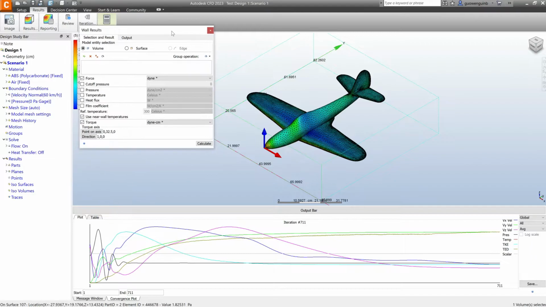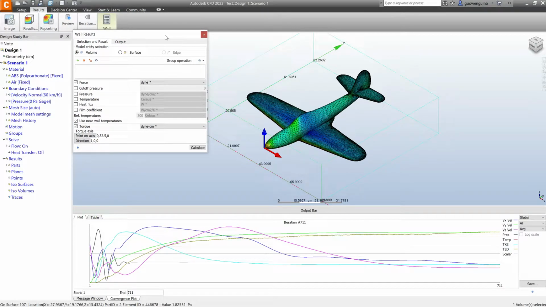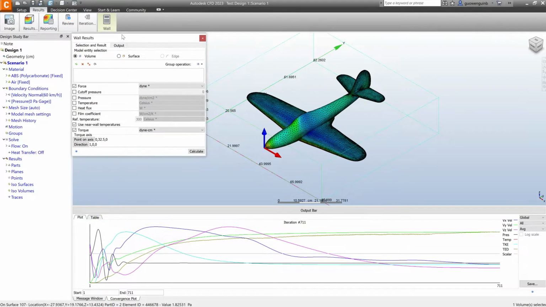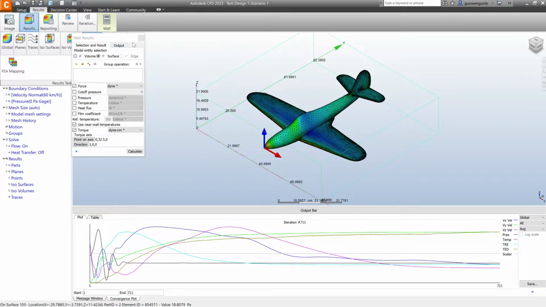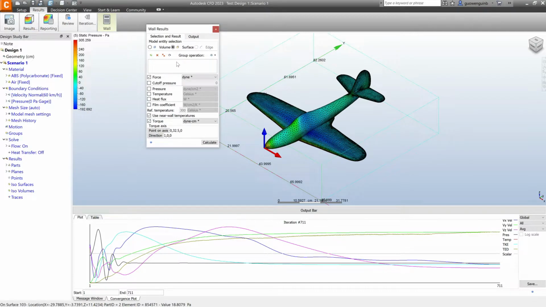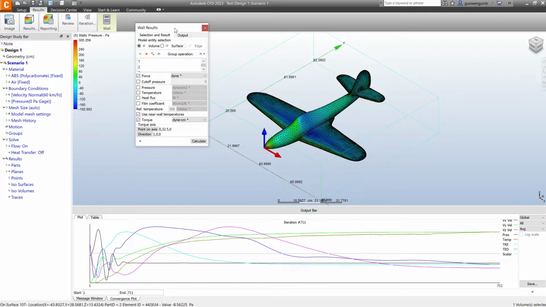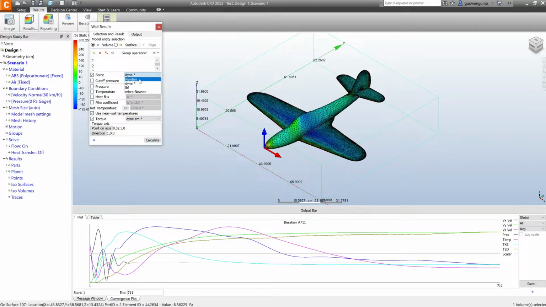And now what I would do is to use the calculator to obtain several data from the simulation. So I'll go to results and wall calculator. I would select volume, select all, and obviously I'm not interested in the forces acting on the wind tunnel itself, so I will deselect that. Forces, I'll pick newtons because I like newtons. It's the SI unit that I always work with.